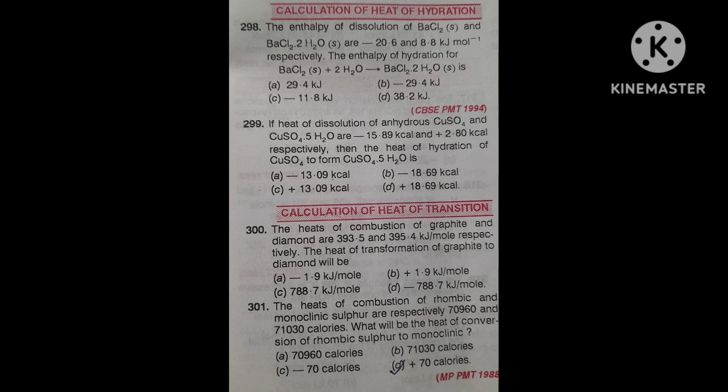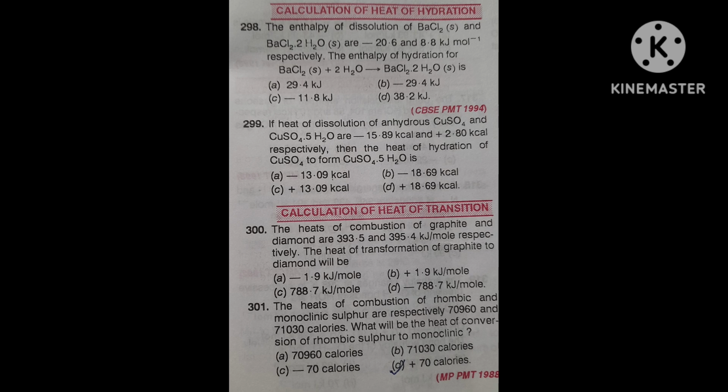Now you put the value of delta H2, that is 8.8, so delta H1 plus 8.8 is equal to minus 20.6. Correct? Then delta H1 is equal to what? Minus 20.6 minus 8.8. Plus 8.8 goes to the right side and becomes minus. Then minus 20.6 minus 8.8, total will become minus 29.4 kilojoule. Correct? Then the correct answer is minus 29.4.